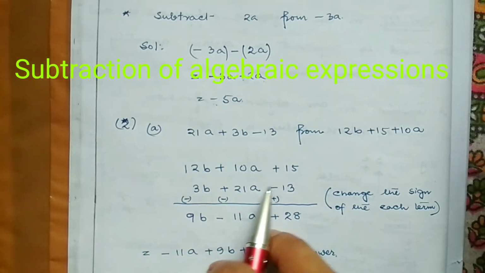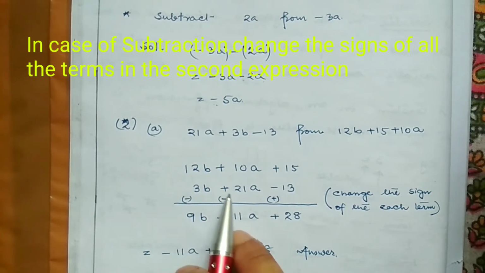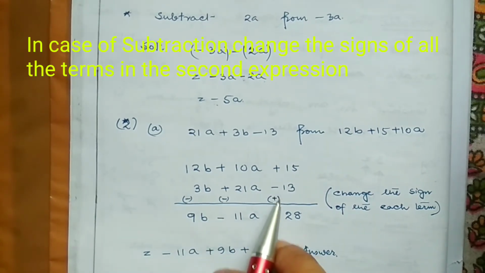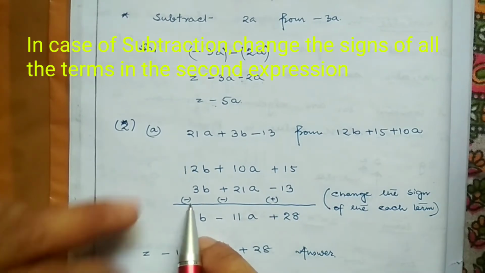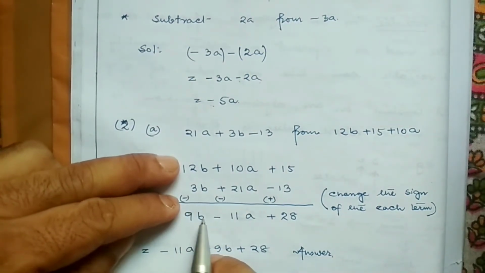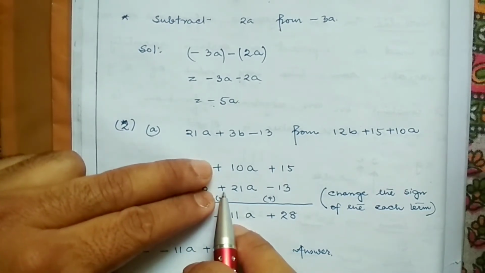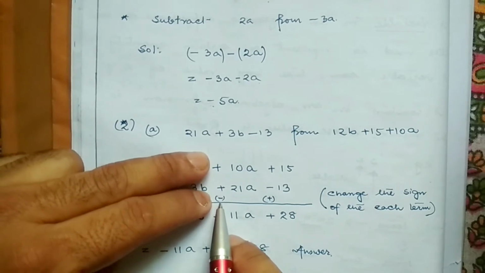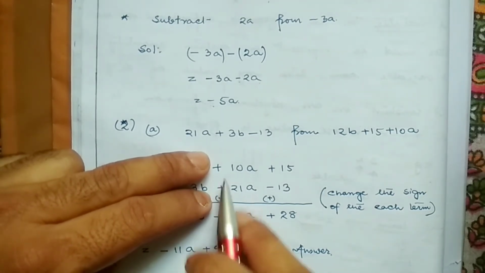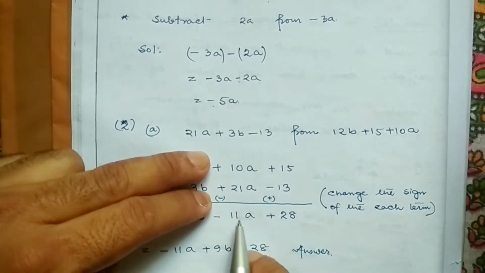We have to subtract. So this plus you change to minus. This plus you change to minus. This minus you change to plus. Now you consider plus 12 minus 3. 12 minus 3, it will be 9b. Plus 10 minus 21. Now don't consider this plus. Plus 10 and minus 21. Since they are different signs, we have to subtract. 21 minus 10 is 11.